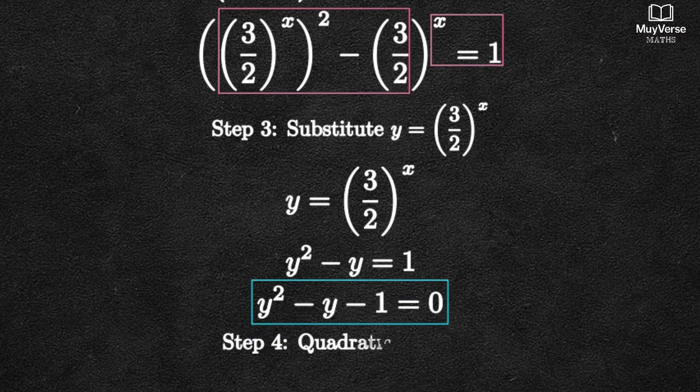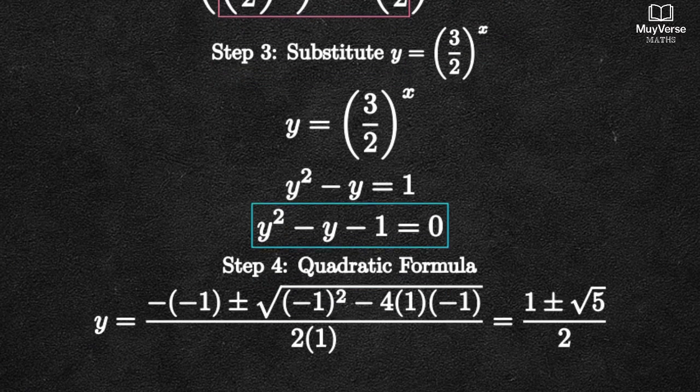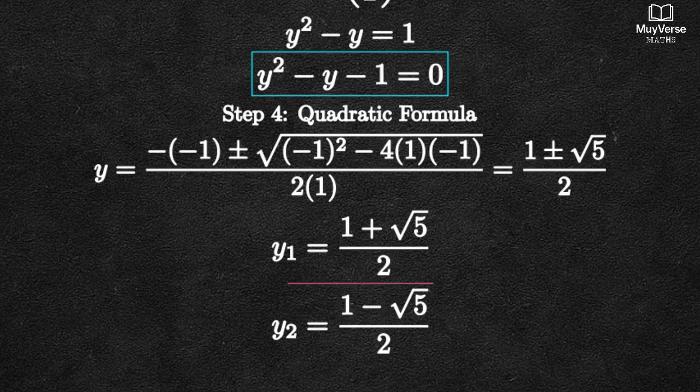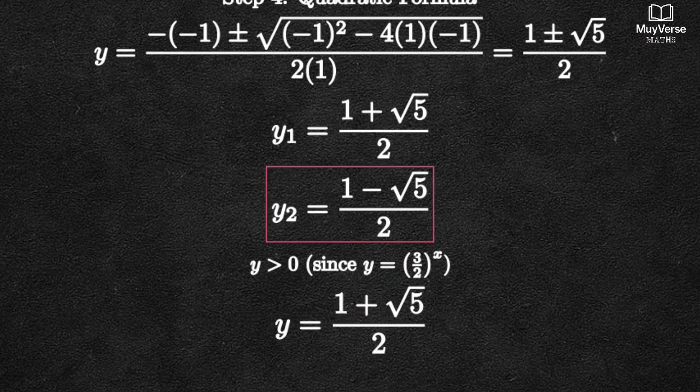Step 4. Solve the quadratic using the quadratic formula. That gives y equals (1 plus or minus square root of 5) all over 2. Exponential values are always positive, so we discard the negative root. We keep y equals (1 plus square root of 5) over 2, the golden ratio.